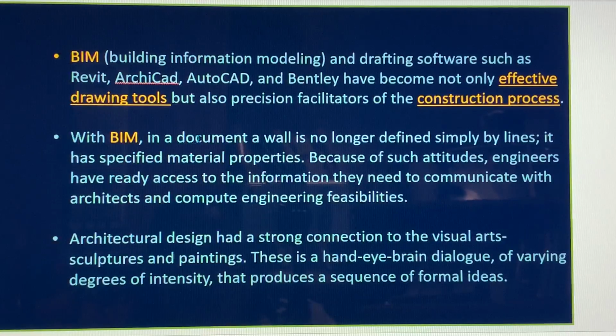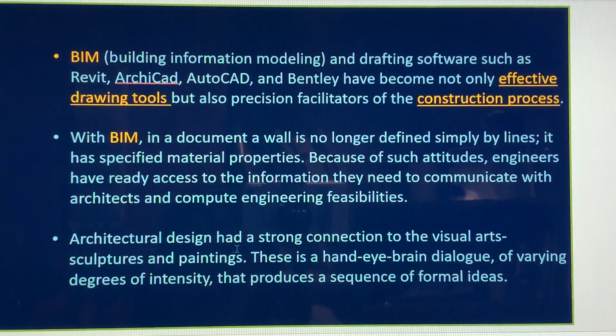With BIM in the document, a wall is no longer defined simply by lines. It has specified material properties. Because of this, architects and engineers have ready access to the information. They need to communicate with the architects and check feasibility with the engineers. So BIM is building information modeling, and it goes with other information for the digital technique.